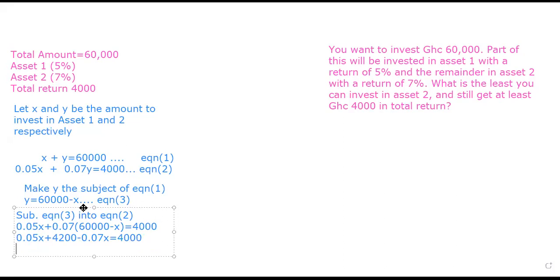So grouping like terms, we'll get 0.05x minus 0.07x is equal to 4,000 minus 4,200. So we get negative 0.02x is equal to negative 200. So divide both sides by negative 0.02. What do you get? X gives us what? 10,000.